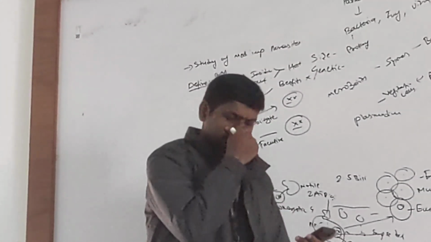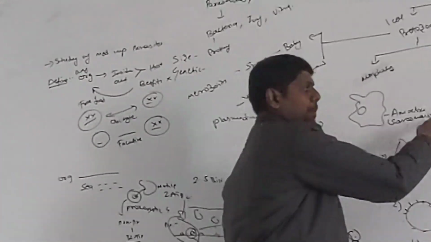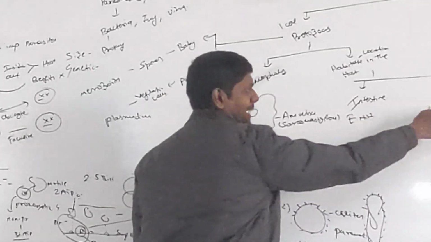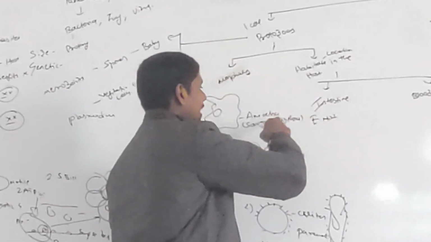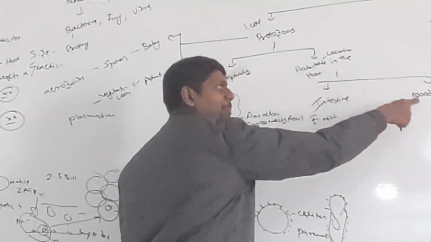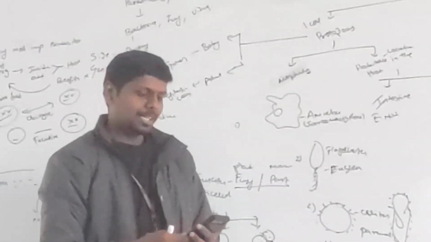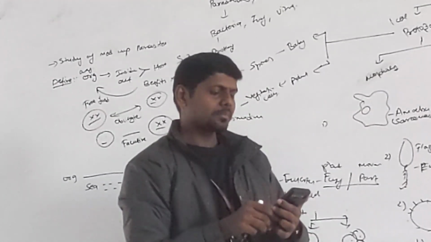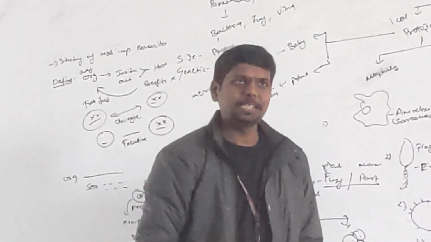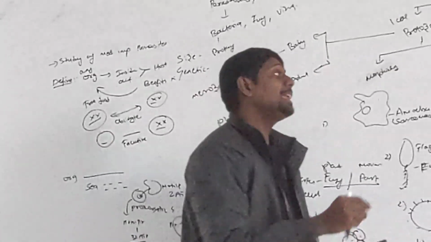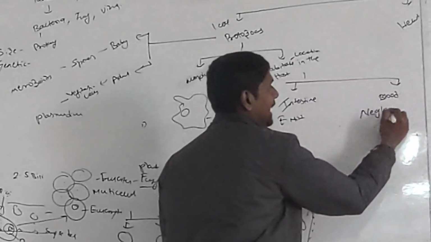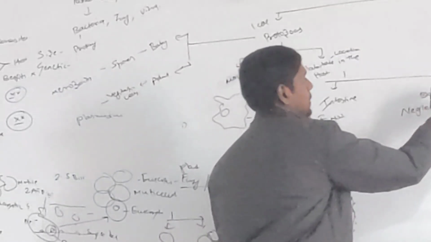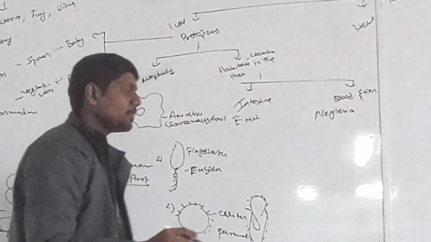Give me examples for intestinal amoeba: Entamoeba histolytica. Then blood amoeba, or tissue amoeba. Is there any such example? Can you give an example? Write down: Naegleria species. Have you heard about Naegleria disease? Naegleria is a type of amoeba that goes to the tissues. Okay? The next one.